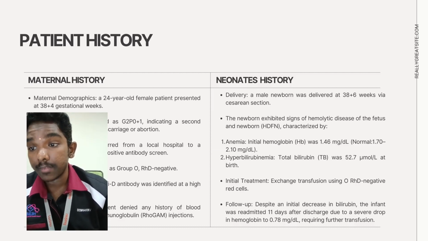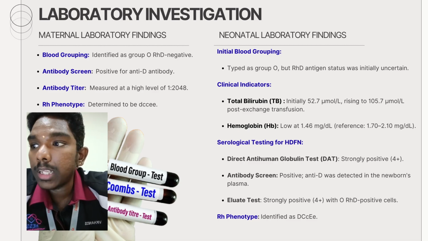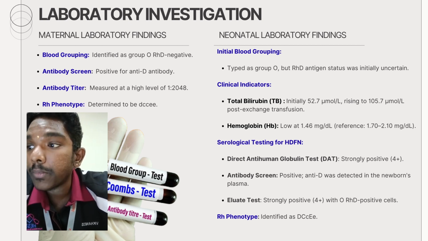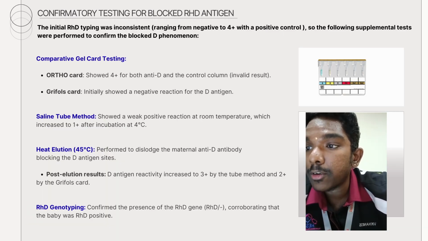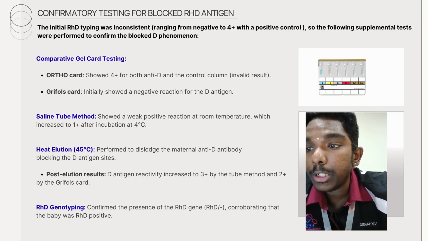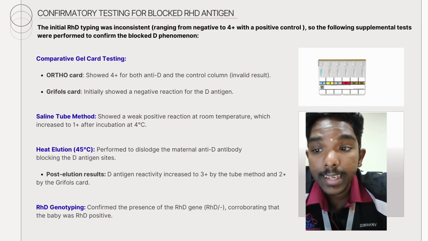Now, let's review the lab findings of this case study. While the mother was confirmed as phenotype DccEe, the newborn's initial RhD status was uncertain due to inconsistent results. To resolve this, several confirmatory steps were taken. First, the direct anti-human globulin test was strongly positive at 4 plus, indicating the baby's cells were heavily coated with antibodies. Next, an ELISA test, which was also strongly positive, specifically detecting the anti-D.